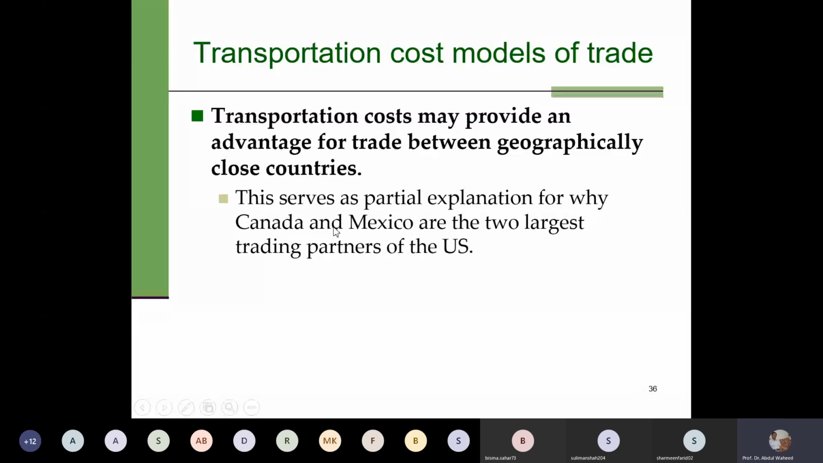So that's why there is trade between Canada, Mexico, and USA, and they also have an agreement. What is that agreement? Do you remember there is a free trade agreement between US, Canada, and Mexico? Anyone remember what that agreement is called? NAFTA, yes, sir. The North American Free Trade Agreement.